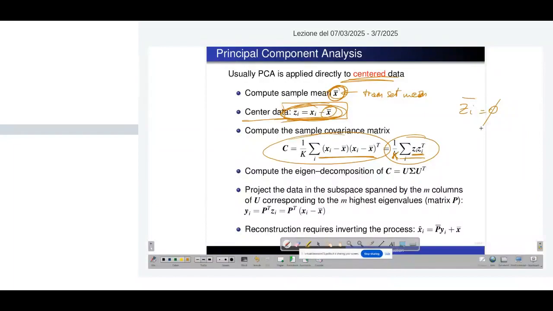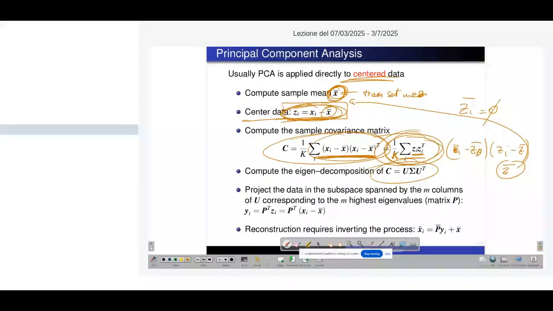So to be precise, here I would have to put Zi minus mean of Zi, so Zi minus the mean of Z, but the mean of the training set computed in Z is 0 because we transform the data so that it has 0 mean. So we don't write it anymore. We compute the eigendecomposition. Typically, what we do is we compute either from this or from this. It doesn't matter how you compute C. Then you compute the decomposition of C.